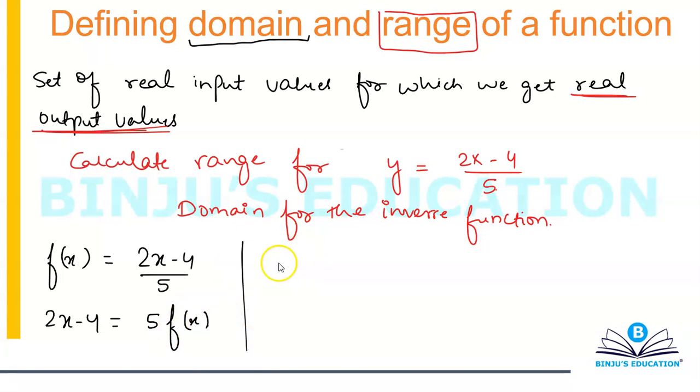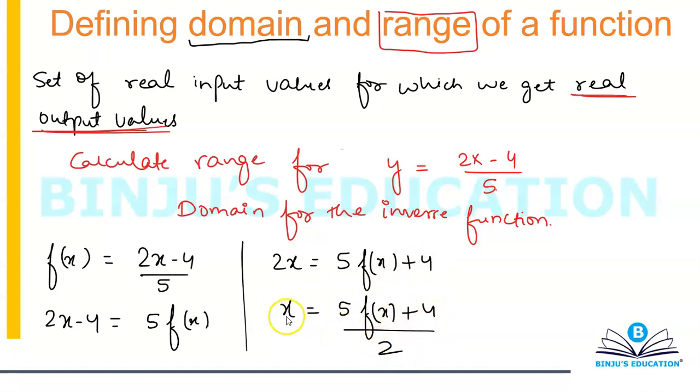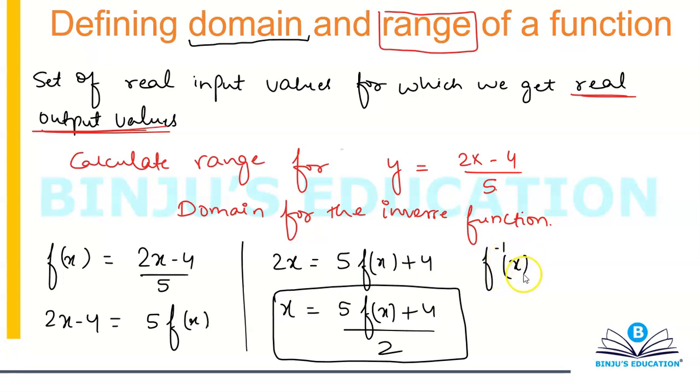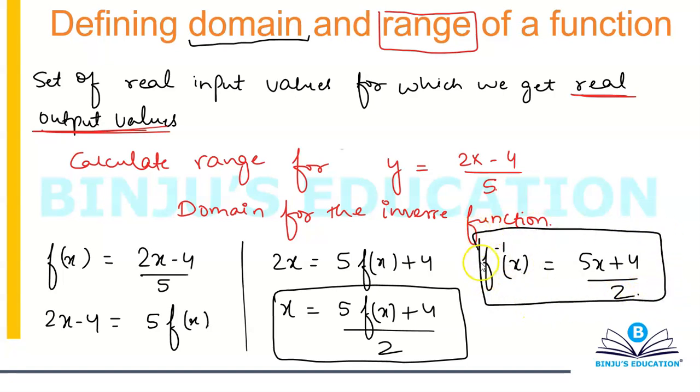Then I can say that 2x will be equal to 5f(x) plus 4. Then x will be equal to (5f(x) plus 4) divided by 2. Now the last step is you will simply replace f(x) by x, and you will say that the inverse function, which is usually represented as f inverse, will be (5x plus 4) divided by 2. This will be the inverse of (2x minus 4) divided by 5.